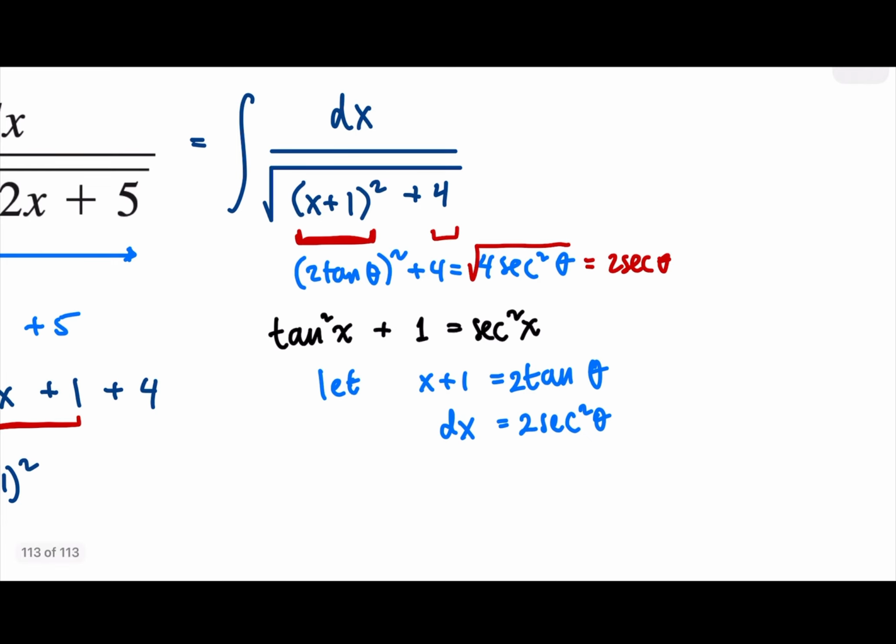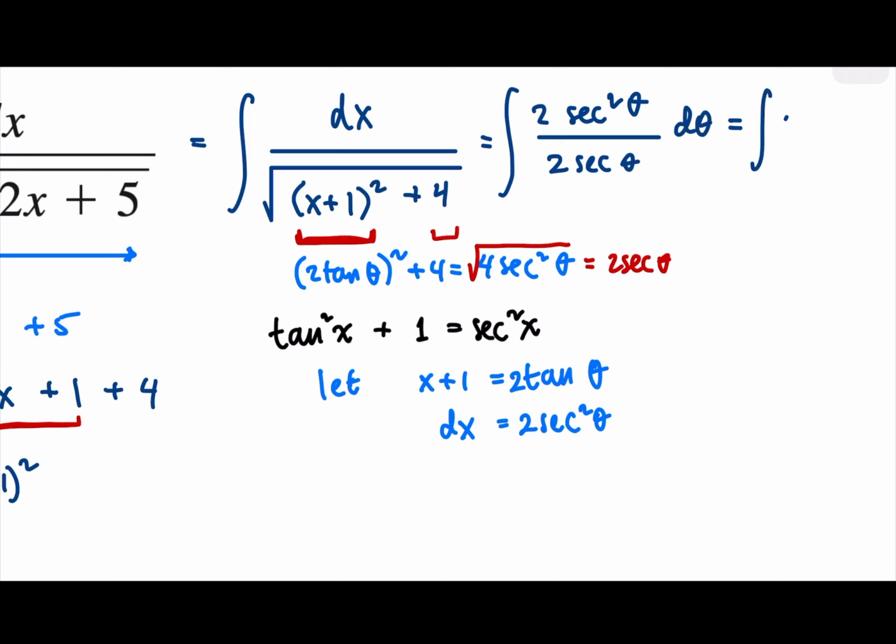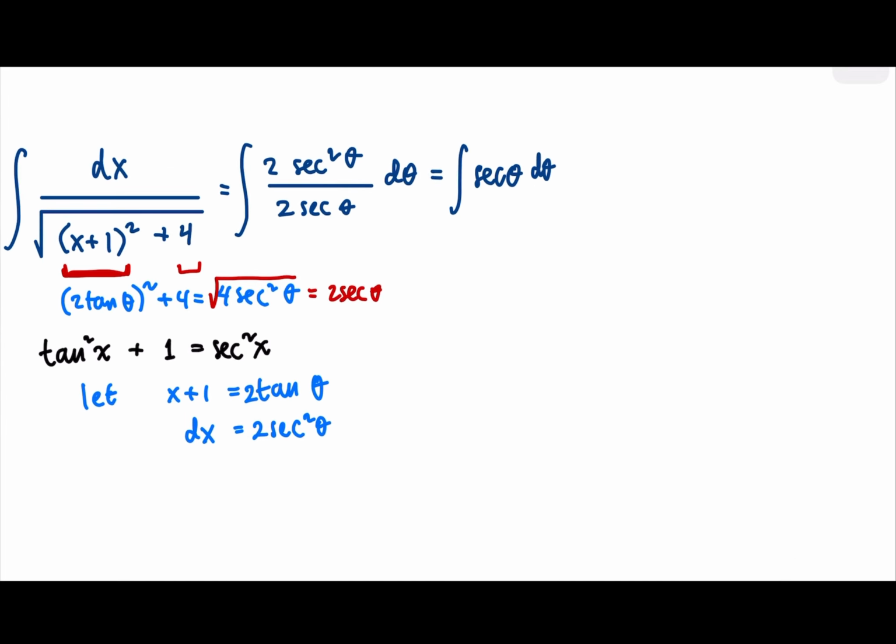Okay, now we have the integral of 2 secant squared theta over 2 secant theta, or this is the integration of secant theta d theta. As we mentioned in class, these integrations result in ln of secant theta plus tangent theta, and let's say this is plus c1.